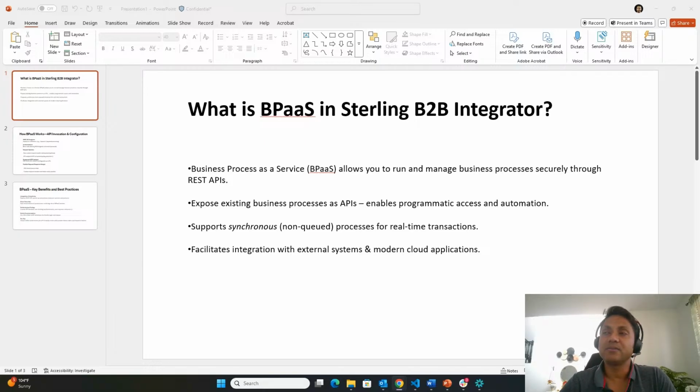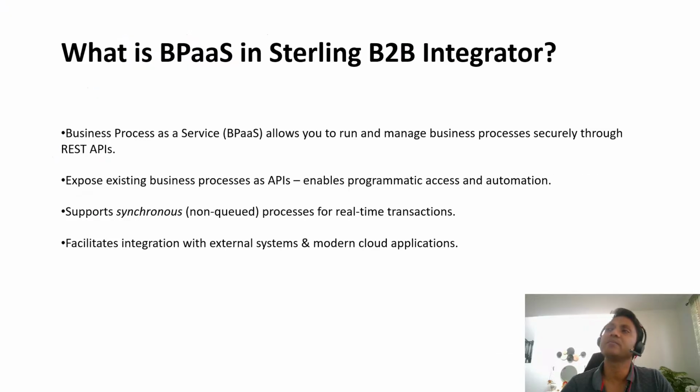the concept that we are going to talk about today is business process as a service in Sterling Integrator. This is something that is introduced in very recent versions, the last couple of versions, which actually gives you a cloud-like flexibility on your own Sterling B2B Integrator platform. So what it does is that you can create or develop a business process, and you can expose that business process functionality as API endpoints, or application programming interface endpoints.